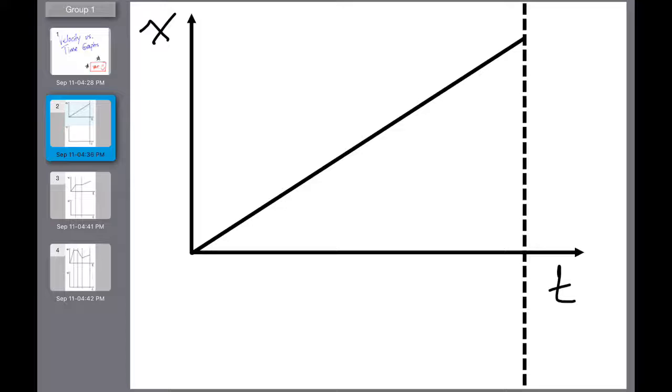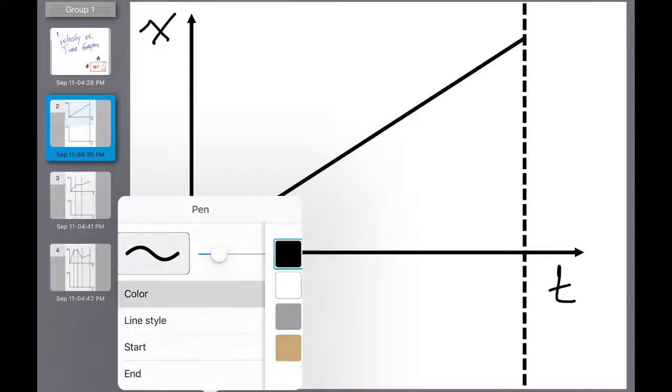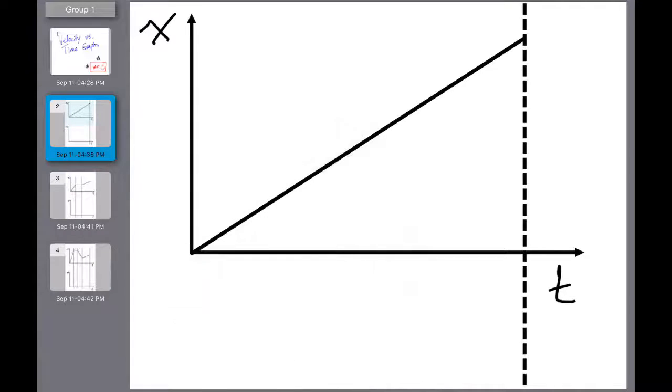So there are some things that we can infer from the information given to us in this graph, even without any numbers. We can say that the slope of this line is positive. We can look at it and see that it is increasing in position with every second. We can also say that the slope is positive and constant. We know that it's constant because it's a straight line the entire time.